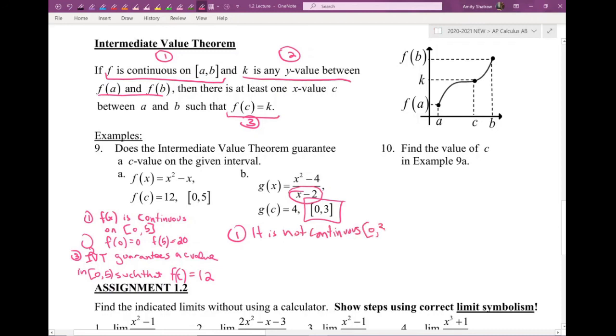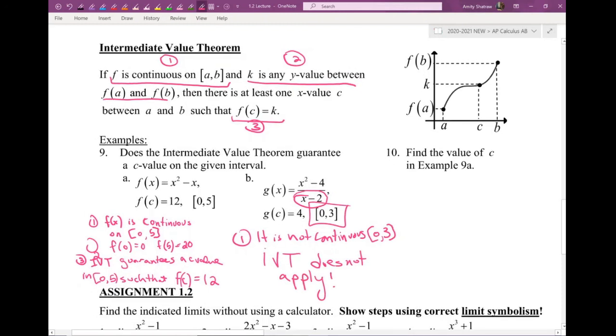from 0 to 3. Now, it is a removable discontinuity, but you have to remember that, just because we removed it to find a limit of it doesn't mean that it's in the domain. It's still not in the domain. So I'm saying that it's not continuous, and therefore the IVT does not apply. Okay, and that means that there's no more steps to this problem. If you find out that the intermediate value theorem cannot work, well, there you go.